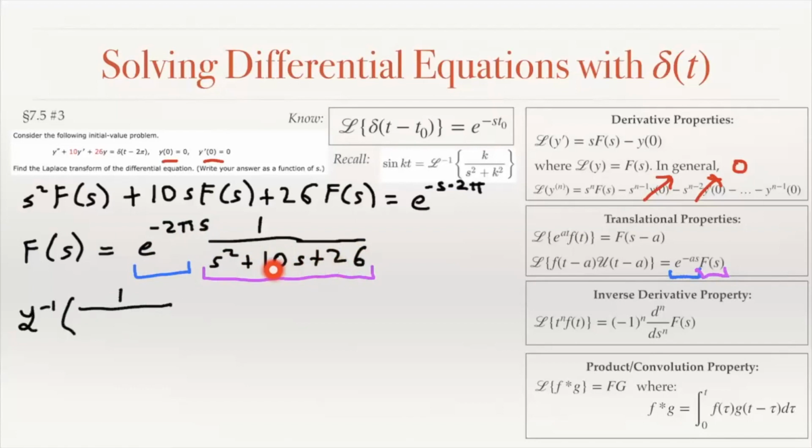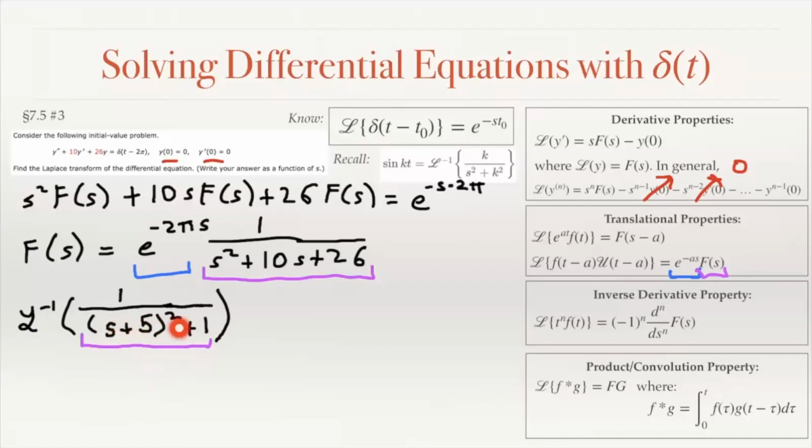Can we factor this? Should be the first thing that we're thinking. What two numbers multiplied together are 26 and added are 10? Who knows? And if you try to use the quadratic formula, you'll get complex numbers. So if it doesn't factor, then try completing the square. And if you complete the square there, that is (s plus 5) squared plus 1. Those two are the same, as you can verify.